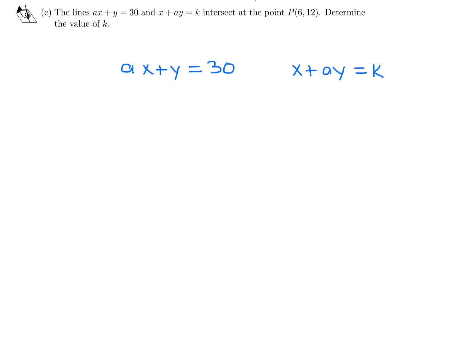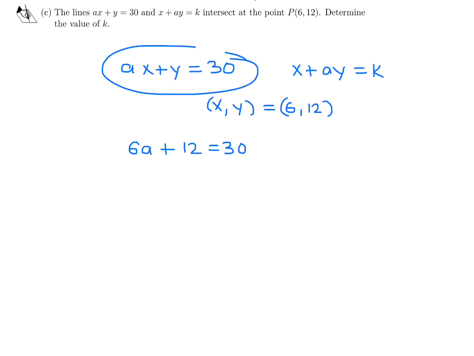But I think an easier way is just to use the fact that they've already given you the intersection point, (6, 12). So when (x, y) is equal to (6, 12), that offers a solution to both of these equations. So I'll just substitute that in. Why make it more complicated? So when x is 6, this becomes 6A, y is 12, is equal to 30. So solving, I get 6A is equal to 18, and therefore A is equal to 3.